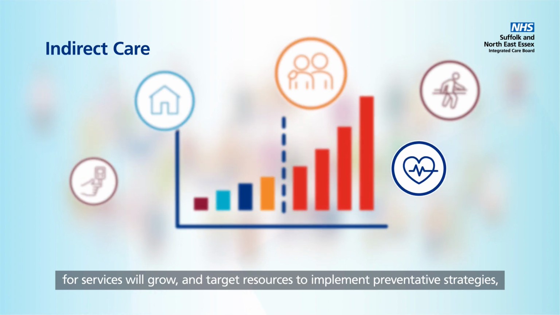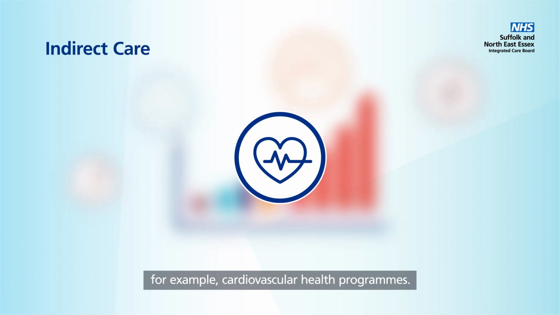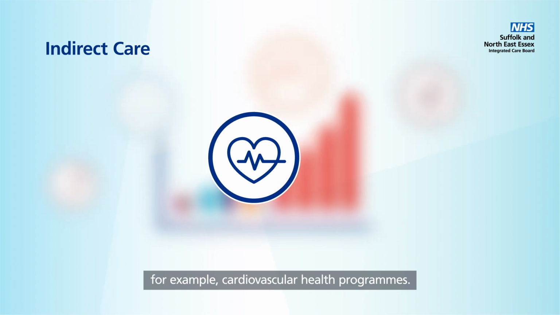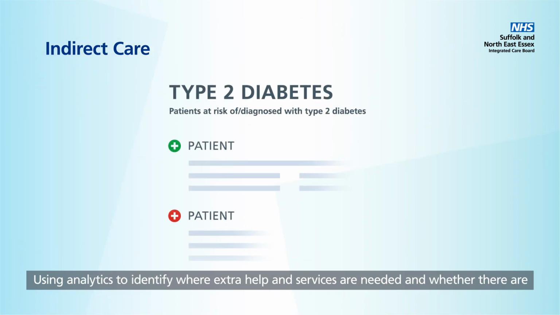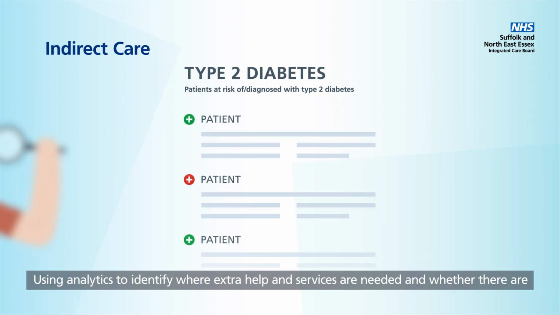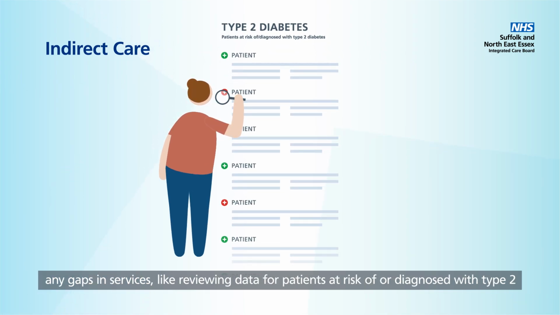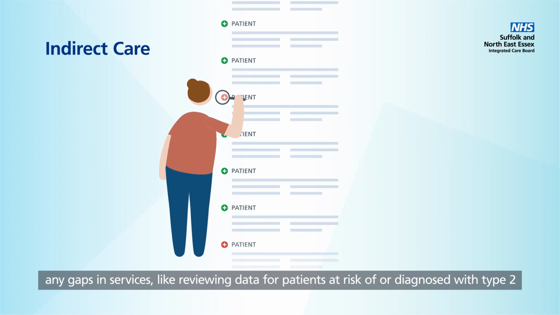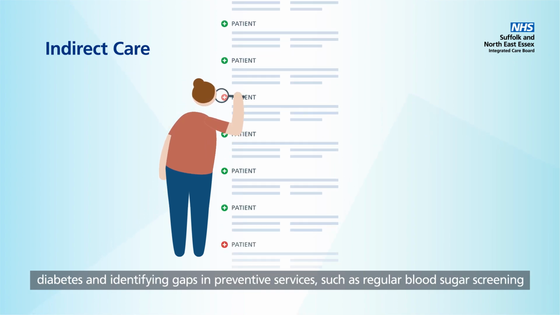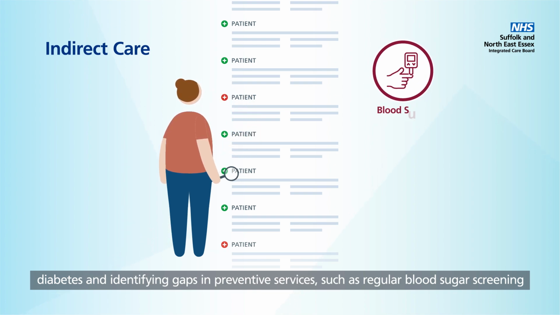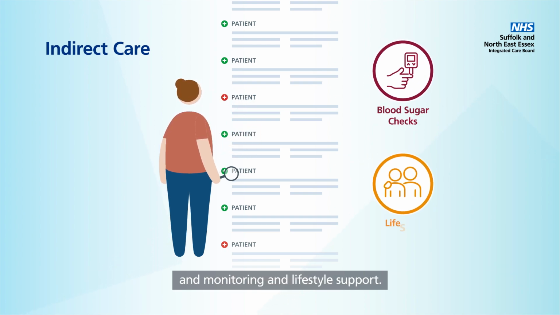preventative strategies. For example, cardiovascular health programs, using analytics to identify where extra help and services are needed, and whether there are any gaps in services, like reviewing data for patients at risk of or diagnosed with type 2 diabetes, and identifying gaps in preventive services, such as regular blood sugar screening and monitoring and lifestyle support.